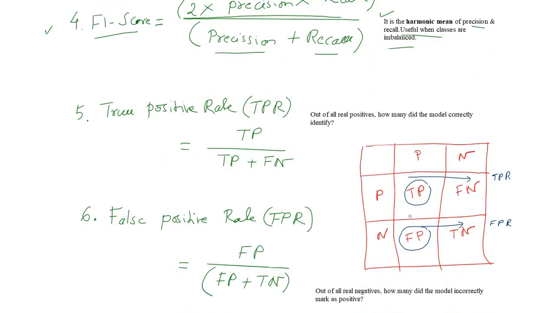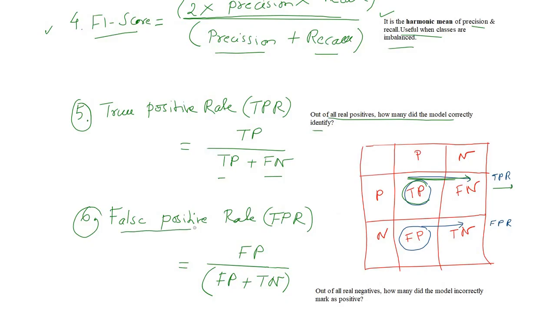Besides these 4 KPIs, there are 2 other KPIs which are also very important. One is the true positive rate, which tells us, out of all real positives, how many the model correctly identified. It is given by TP divided by TP plus FN. To remember, this is the TP, you can remember this arrow, this positive part, that is the TPR.